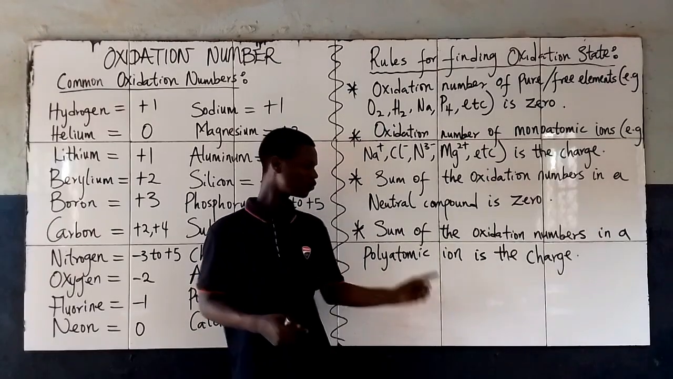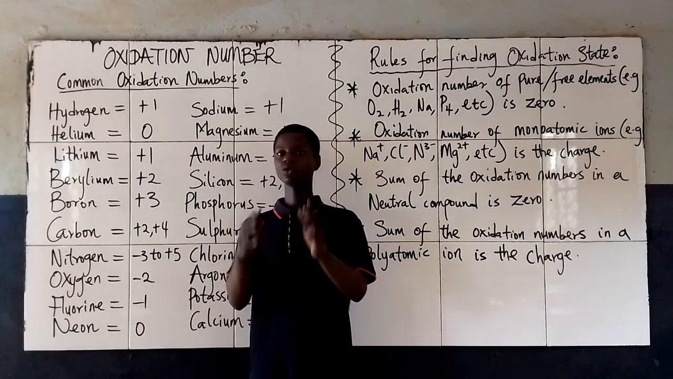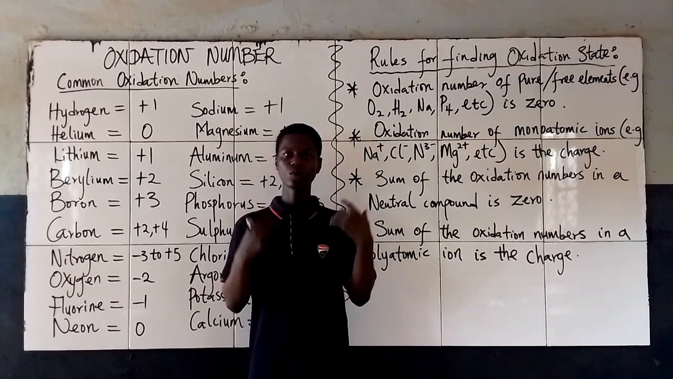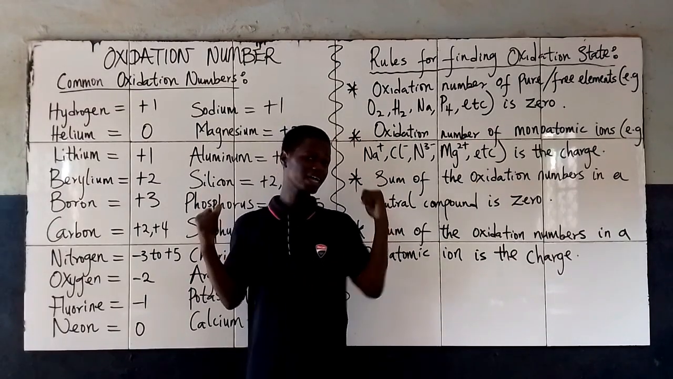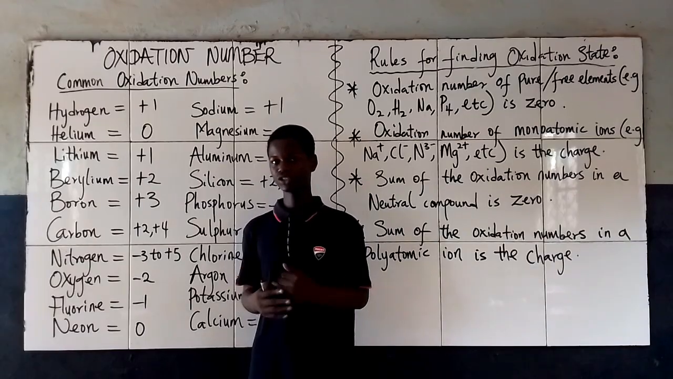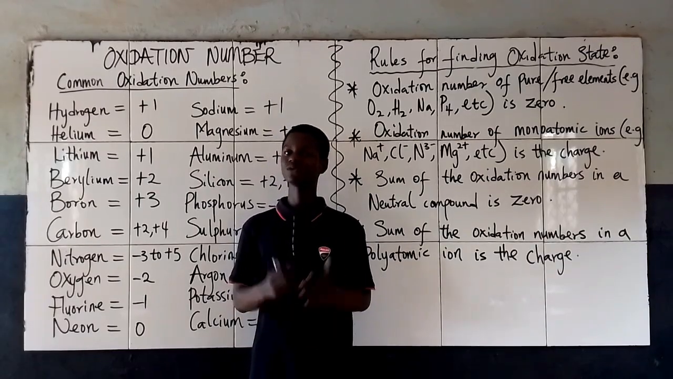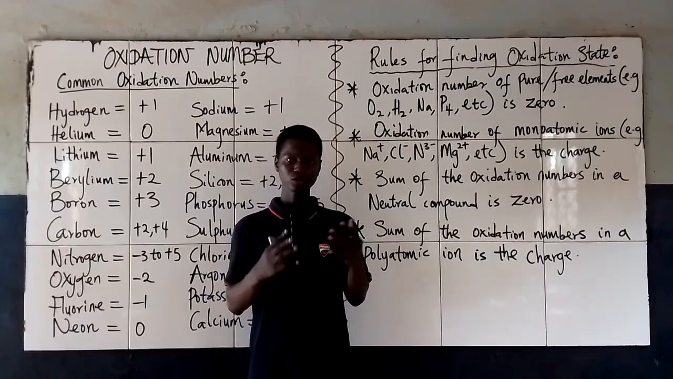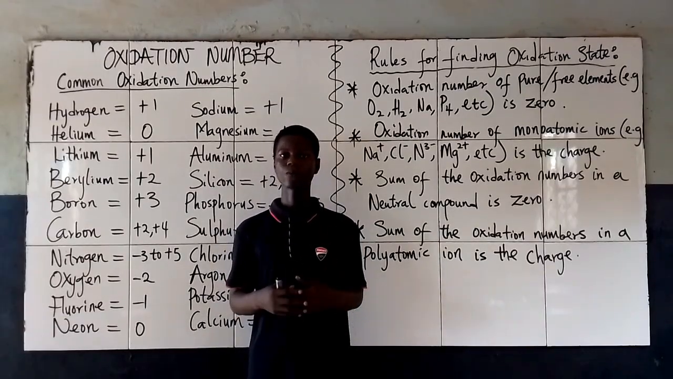So whatever the charge of the polyatomic ion, the oxidation numbers should sum to it. Don't worry, when we start taking questions, we will understand better. So now that we have this at the back of our minds, without wasting your time, we'll be taking some questions on finding the oxidation state, which is the same thing as finding the oxidation number. So let's have the questions now.